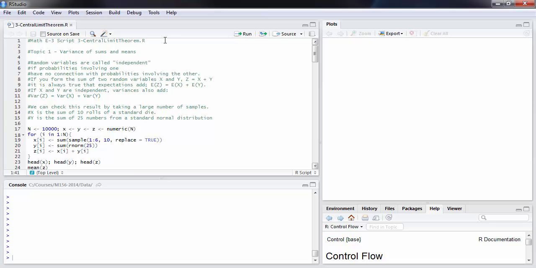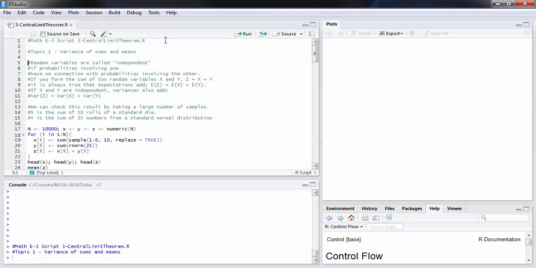It's Paul Bamberg back with the third and perhaps most interesting of these MathE3 videos. I'm going to try to show you some examples that will indicate to you what the central limit theorem means in practice. I'm not going to attempt to prove this difficult theorem.